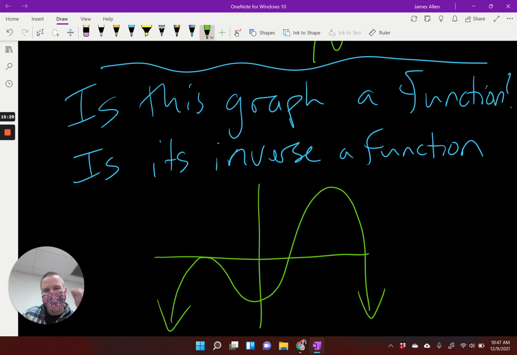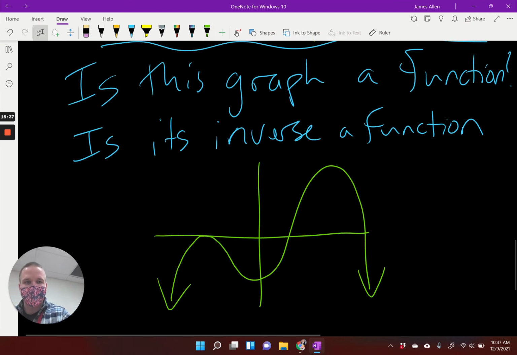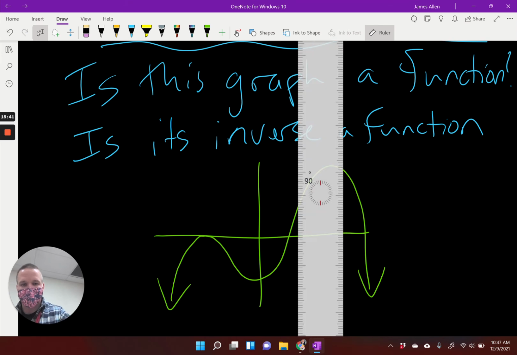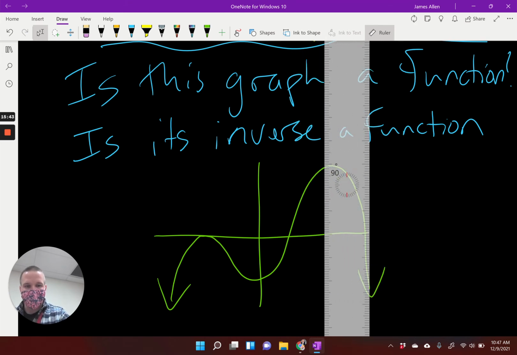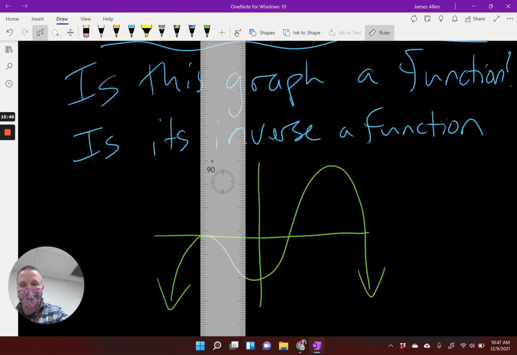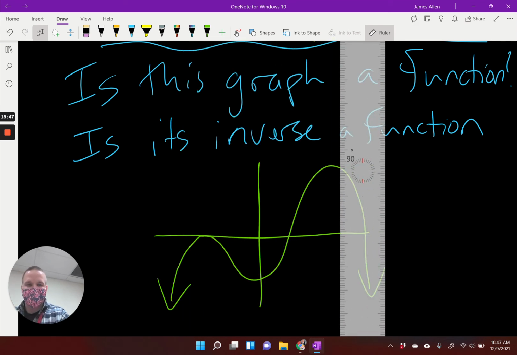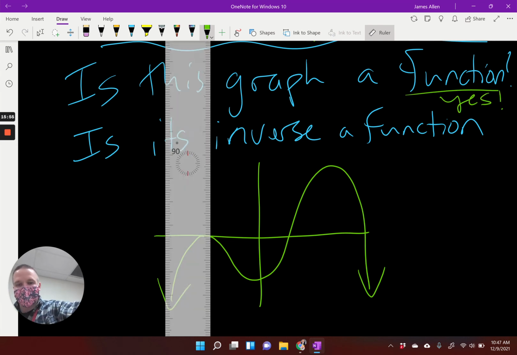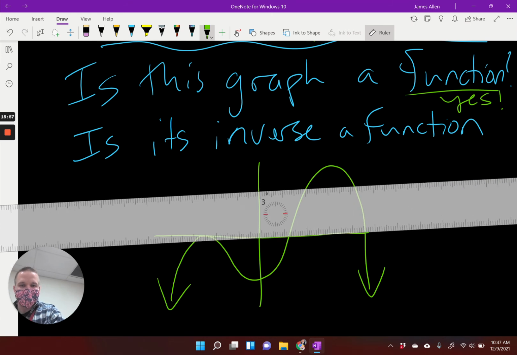All right, next problem. Is this graph below here a function, and also is its inverse a function? Well, to figure out if my graph is a function, I need to do the vertical line test. Why don't I take my fancy ruler here, put it at a 90-degree angle, and does this ruler ever intersect it more than once? No, it does not. So this passes the vertical line test. This graph is a function. Yes.